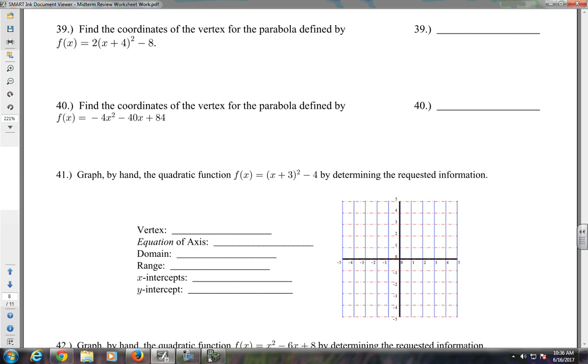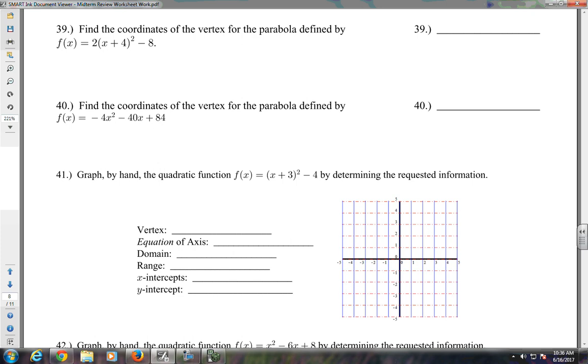Problem number 39, vertex, is going to be a little different than problem number 40. Notice in problem 39, the format of the function is in that factored form, and in 40, it's in the multiplied out form. So we're going to use two different methods for finding the vertex. On problem number 39, if it's in this factored form, you can simply read the vertex using transformations.